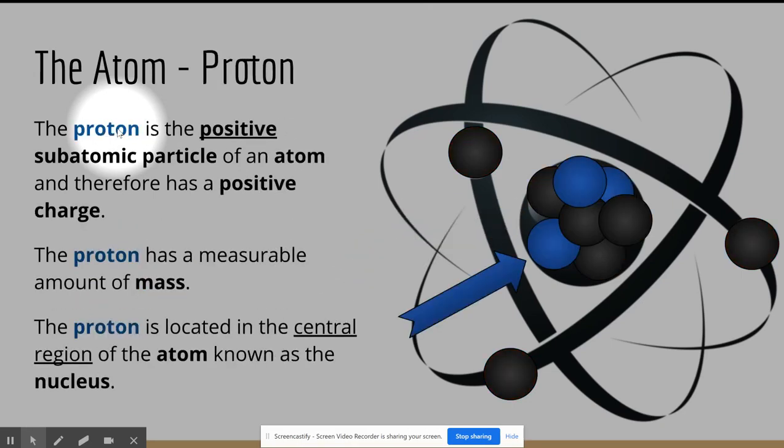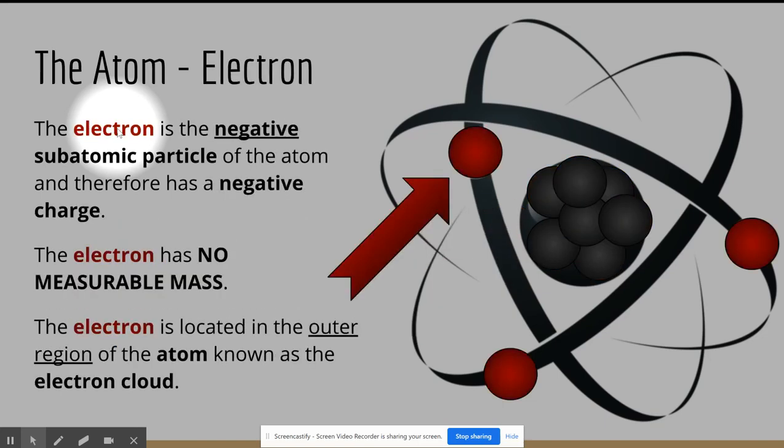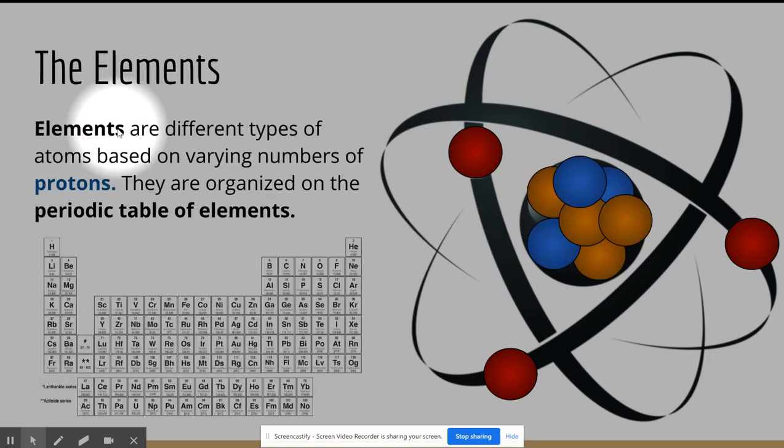So, quick review of each one. Proton, going to be super important for us this year. Neutron, not so important for us this year. Electron, really, really, really, really important for us in physical science this year.